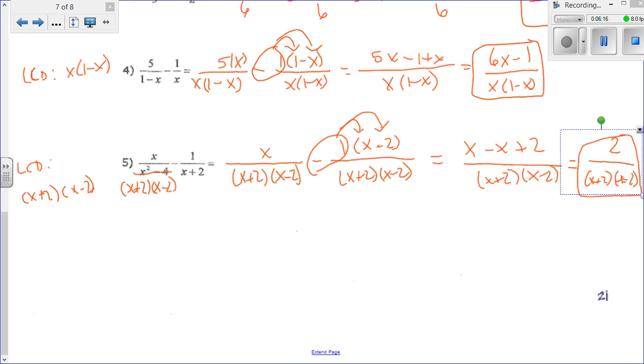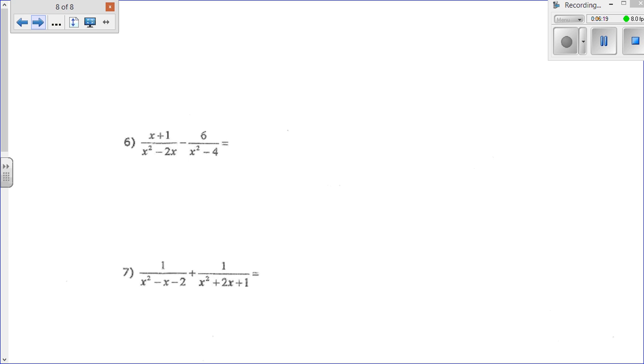All right, next page. Number 6. I need to factor both of those denominators. When I do that, this becomes x times x minus 2. This one becomes x plus 2, x minus 2. All right. I need to have 1 of everything I see for my LCD. So that makes my LCD a little bit longer here. Because I see an x minus 2, and an x plus 2.